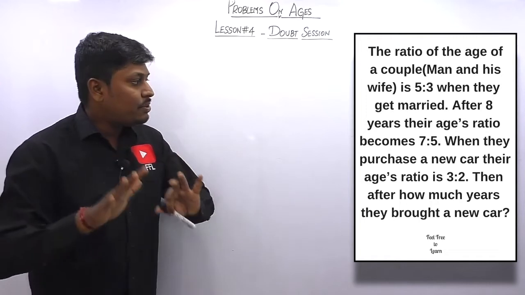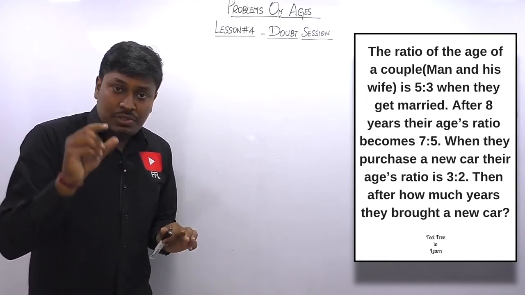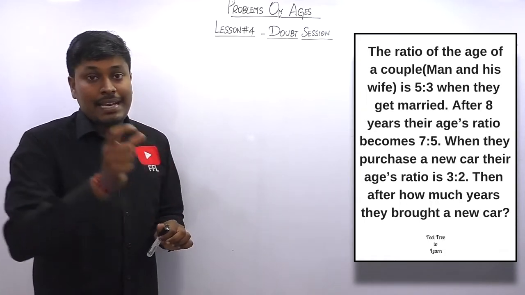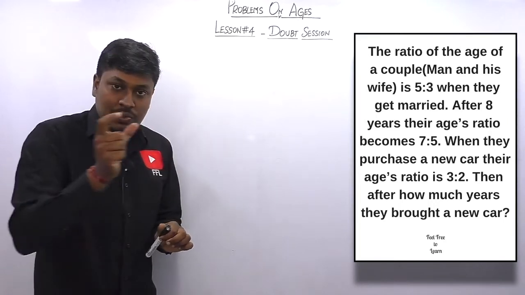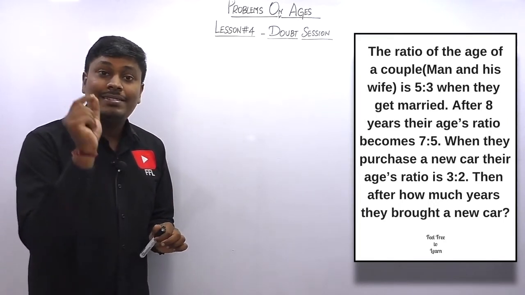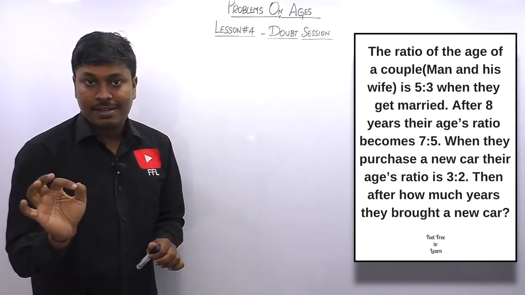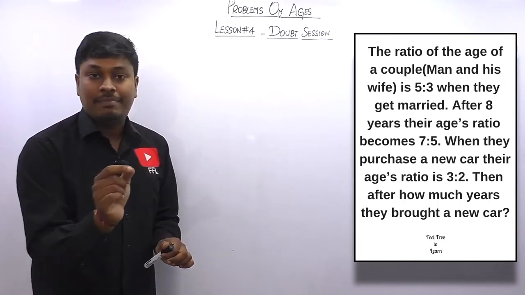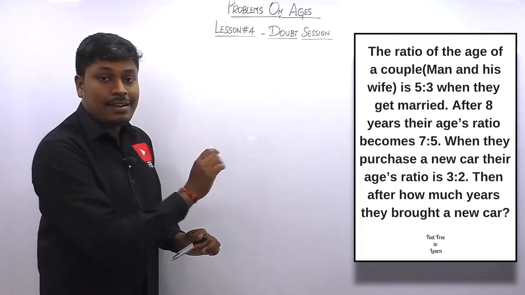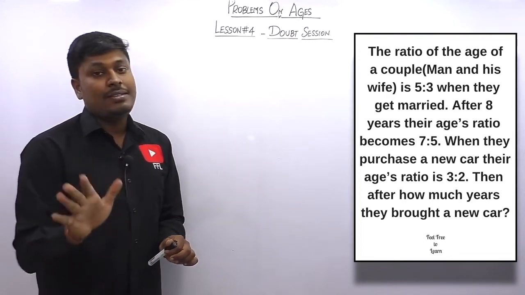Interesting question. First, let me do one thing. By using the first two data, at the time of marriage and after 8 years, by using the two ratios, let me find the age of the man and his wife at the time of marriage. If we find their ages at the time of marriage, then finding the year at which they bought a car is very easy.